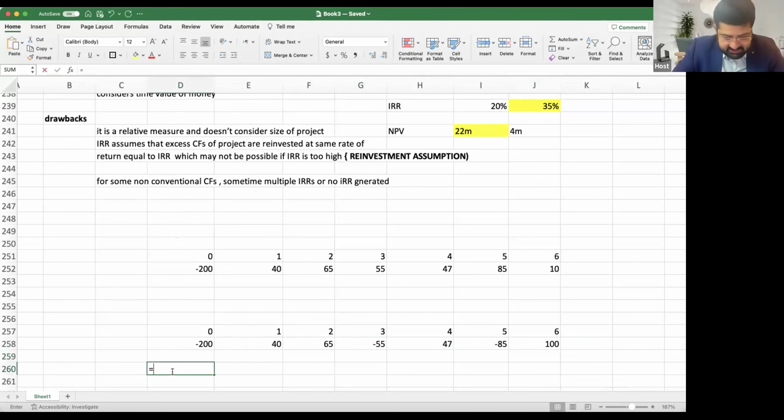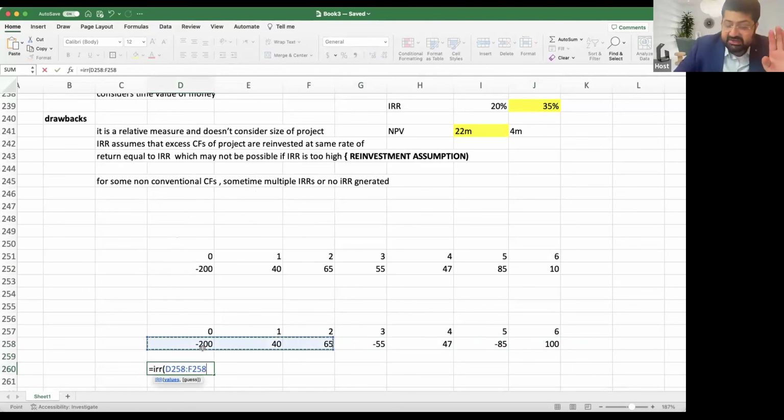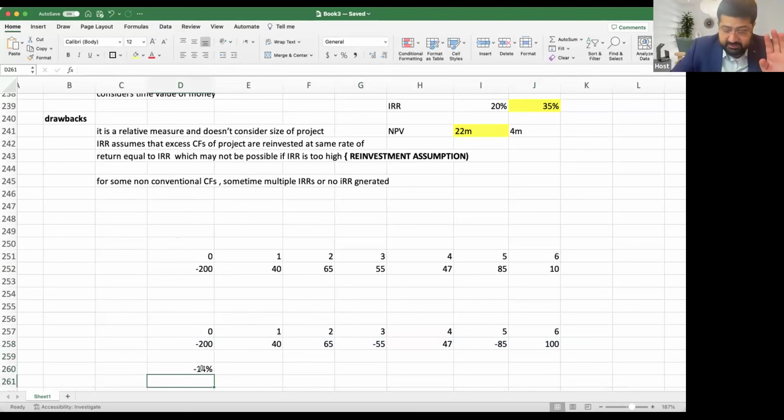Let me try it. It may give an error, but not necessarily. I'm telling you there are certain cases. Okay, here one IRR has been given. Sometimes it gives two IRRs for some cash flows. For example, it gives IRR of 15% and 30%.